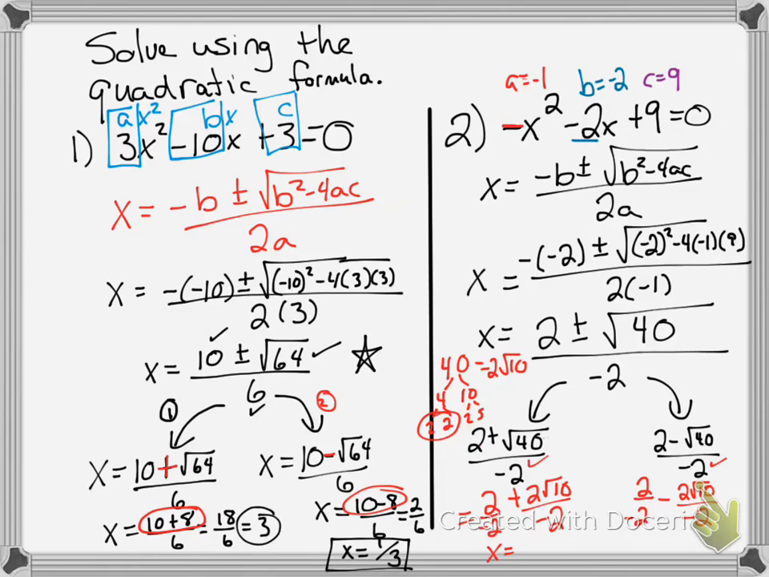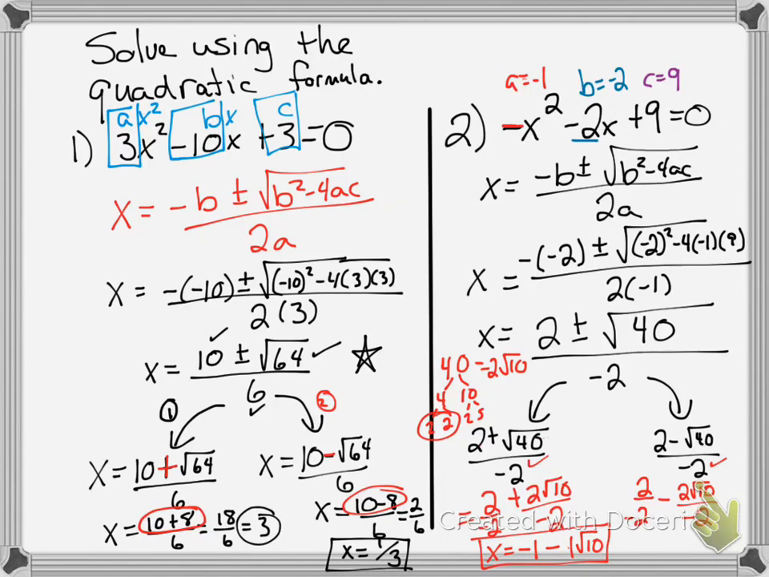So I've got x equals 2 divided by negative 2 would be negative 1. And then plus 2 divided by negative 2 would be a negative 1 square root of 10. But here's the thing. I wouldn't want to say plus a negative. I would just want to say negative 1 minus 1 square root of 10, or the square root of 10.